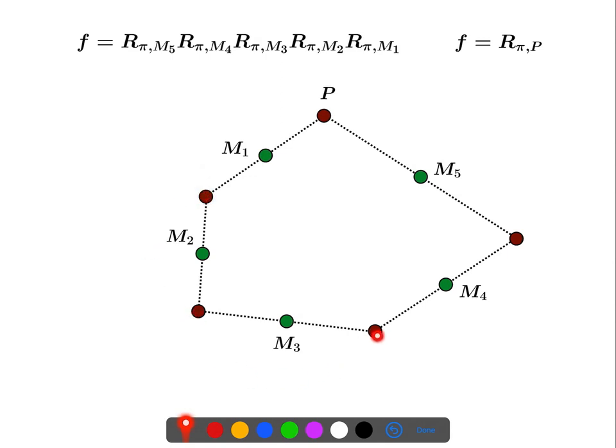And then we'll get to this point, and then we'll get to this point, and then we'll be back at p. So we rotate around m1 by pi, m2 by pi, m3 by pi, m4 by pi, and then m5 by pi, and we're back where we started. So this f applied to this point gives you back this point.